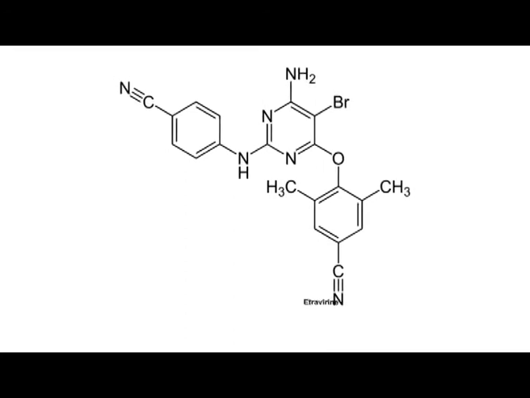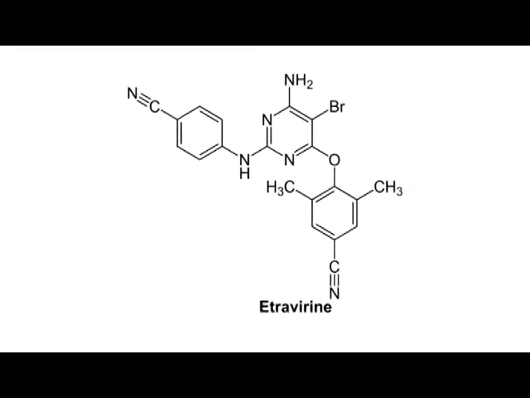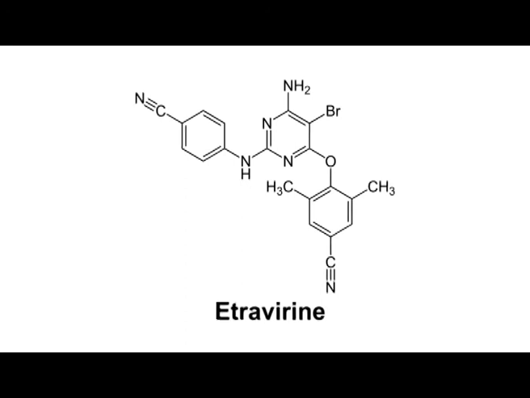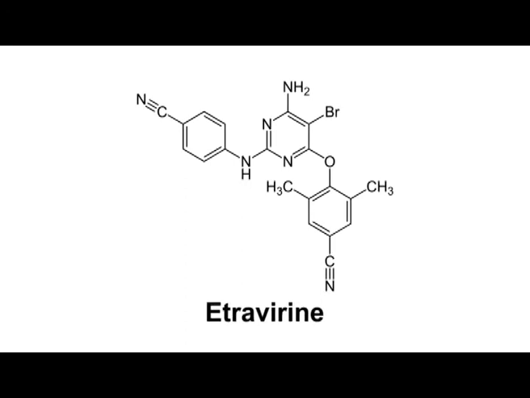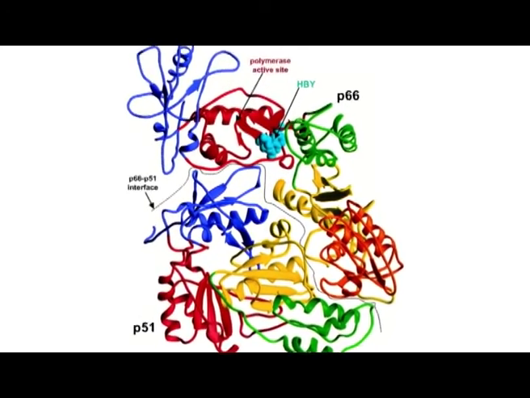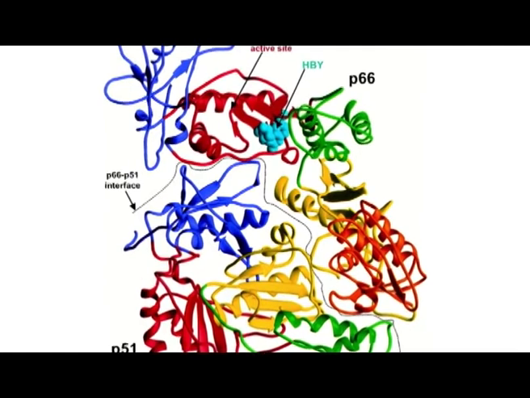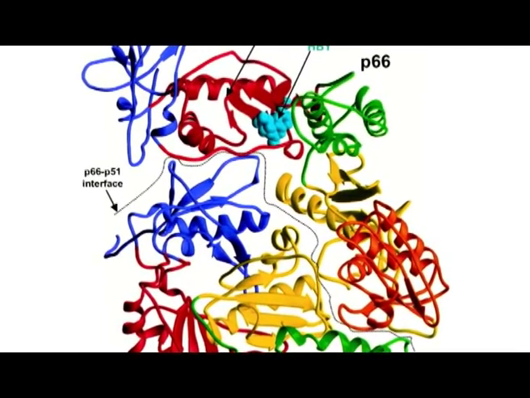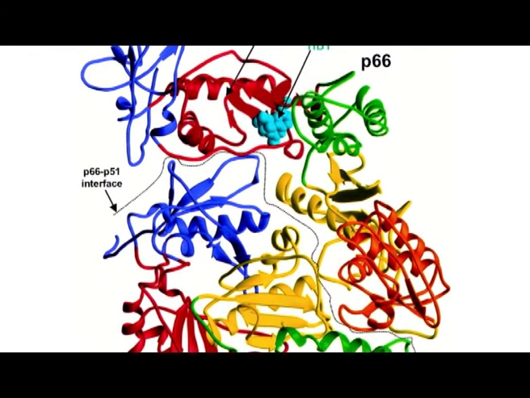Etravirine. Etravirine is a drug used for the treatment of HIV. It is a non-nucleoside reverse transcriptase inhibitor. Unlike the currently available agents, resistance to other NNRTIs does not seem to confer resistance to etravirine. In January 2008, it was approved for use by US FDA.